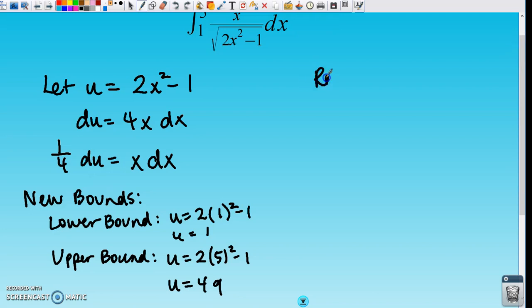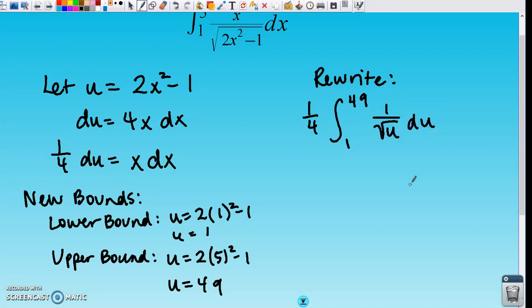Let's see. So we are rewriting. I've got 1/4 times the integral. It's no longer from 1 to 5, those are in terms of x. Instead, it's going to be from 1 to 49 of 1 over root u du. Looking good to everybody? Looks good to me.